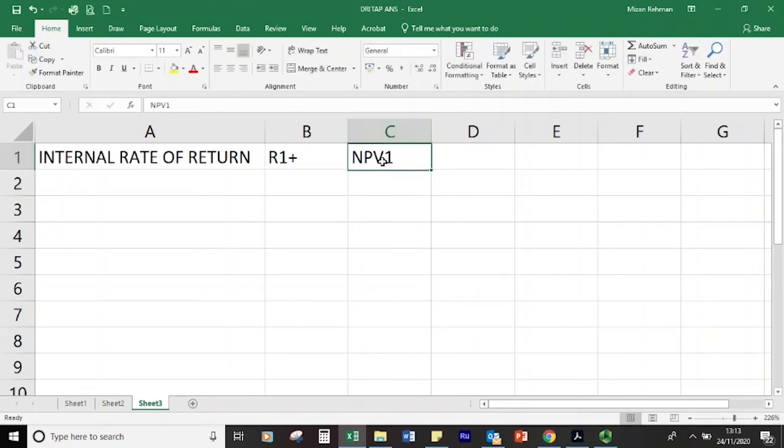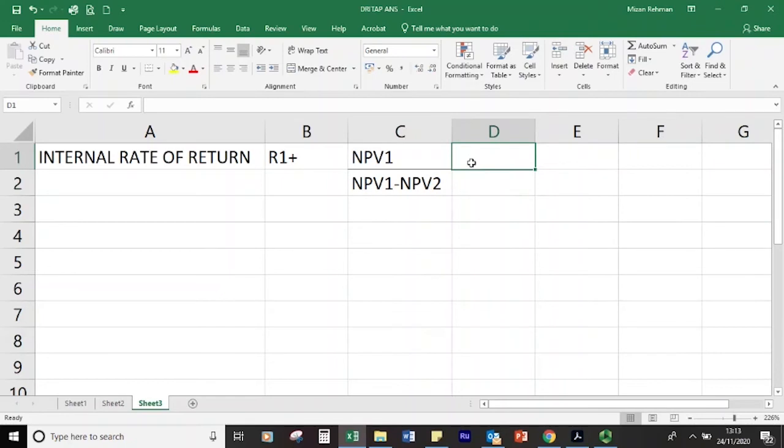Divided by, so let's put a bar there, divided by NPV1 minus NPV2. And this would be multiplied with R2 minus R1. What was R2? R2 is our second cost of capital, 20%. And NPV2 is our NPV at 20%. Okay, so let's solve this now.